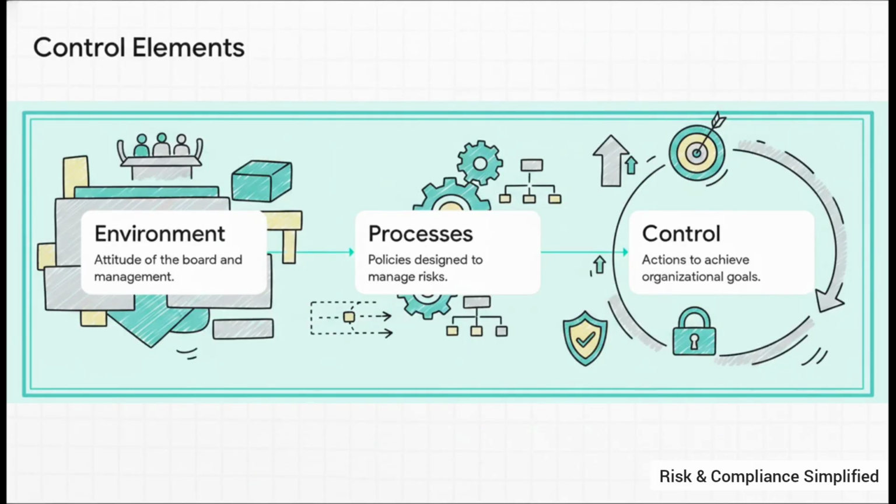Now, you're going to hear these three terms thrown around a lot, and it's super important to see how they build on each other. First up, we have the control environment. This is the tone at the top. Basically, just think of it as the organization's culture. Second, we have control processes. These are the specific policies designed to manage risks within a certain tolerance. And finally, the overarching concept of control itself, which represents the actual physical actions taken. Culture, policies, and actions. They're basically interconnected puzzle pieces working in perfect harmony.